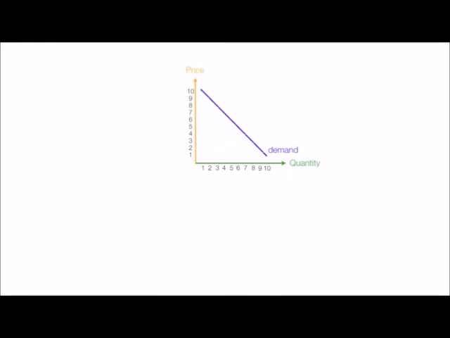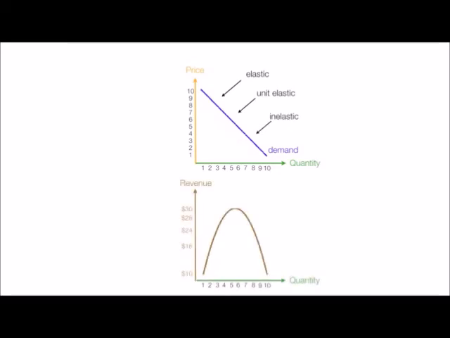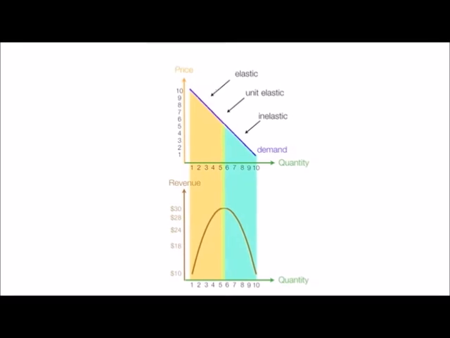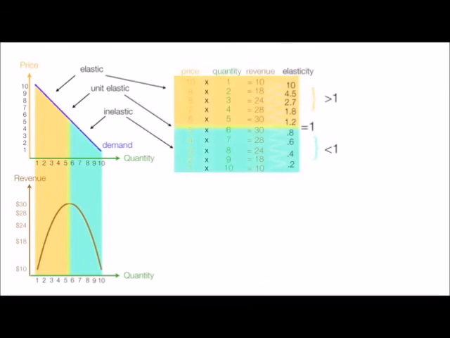So let me go back to the beginning. We started with a demand curve, and I showed you how different parts of the demand curve have different levels of elasticity. And also there's a relationship between elasticity and total revenues. And I also made some calculations for you in a table, and I hope this isn't too cumbersome. And good luck.